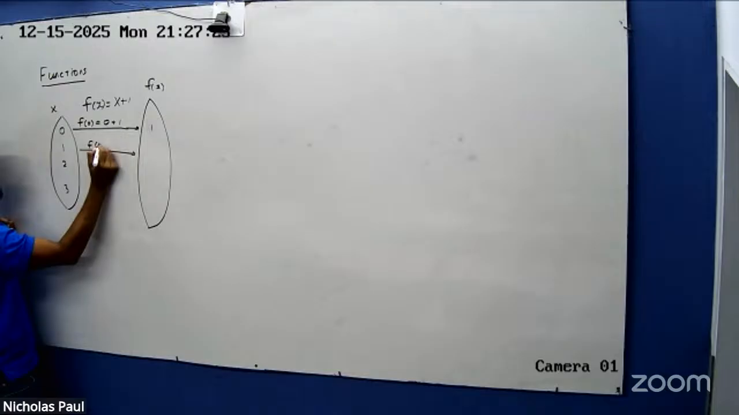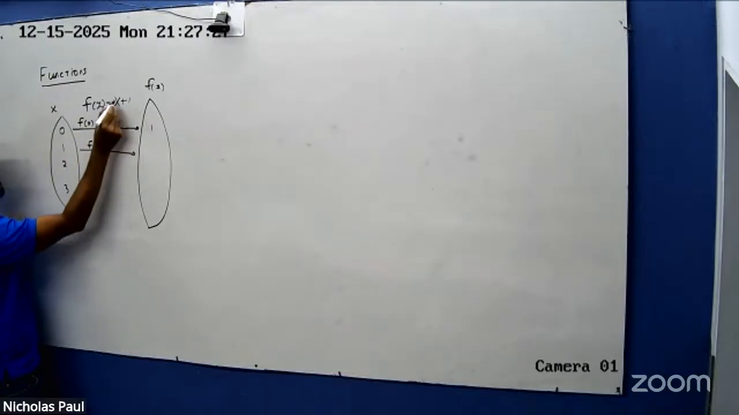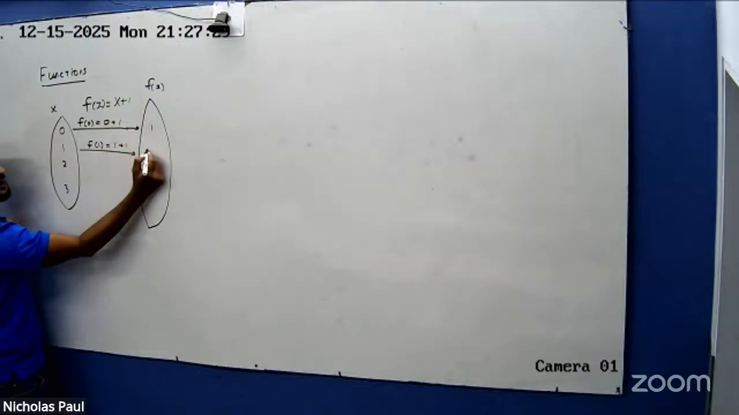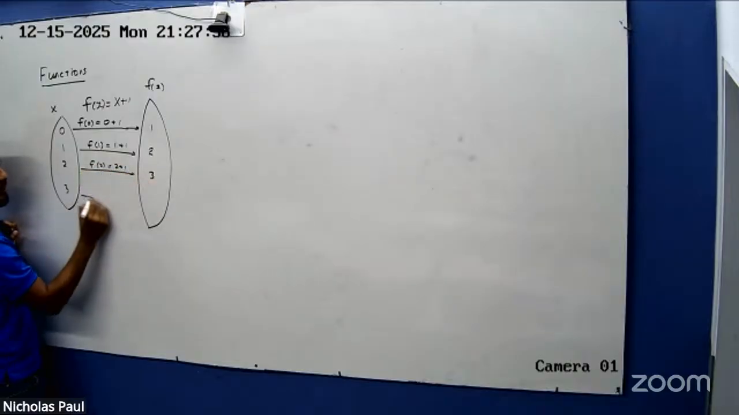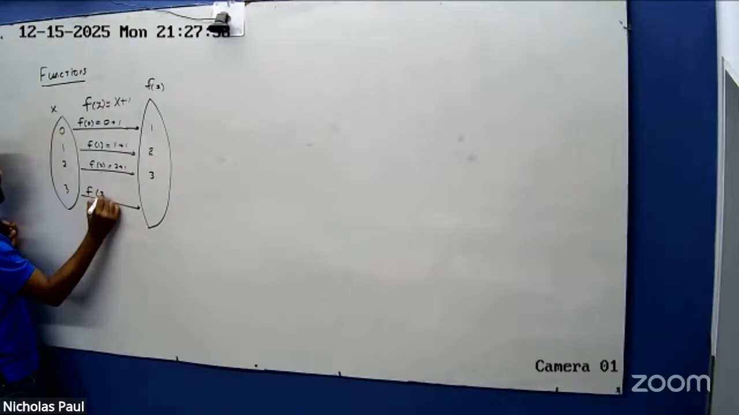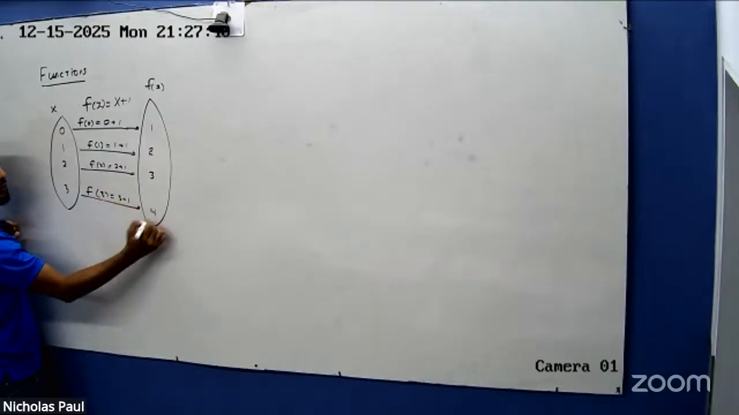F of 1, I'm taking off x and I'm putting 1. 1 plus 1 is 2. Same thing here. F of 2, 2 plus 1, that's 3. Here, f of 3, that's 3 plus 1, which is 4.